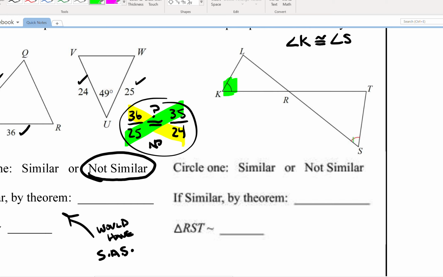So these are congruent. And then this angle right here, we might call it angle LRK. Angle LRK is congruent to that angle TRS.